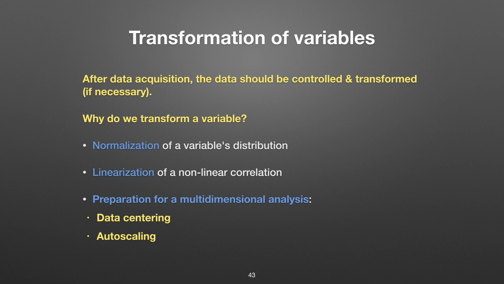This slide nicely reconnects the earlier parts of the lecture with exploratory analysis. After data acquisition, the variables should be controlled and transformed if necessary. And here the lecture reminds us of the three main reasons for transforming variables: to normalize a distribution, to linearize a nonlinear correlation, and to prepare the data for multidimensional analysis, especially through data centering and order scaling. So the previous slides were not just a statistical side quest, they were preparing the terrain for the real multidimensional adventure.